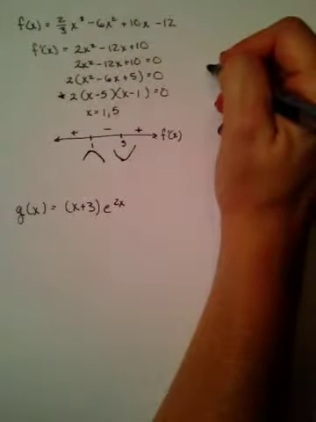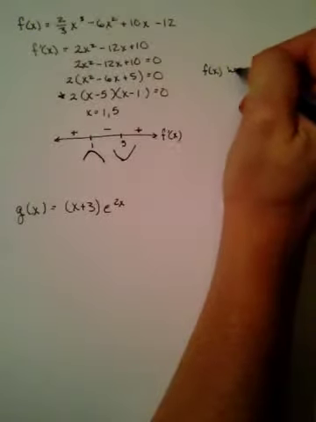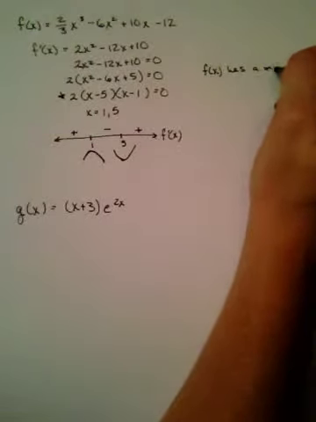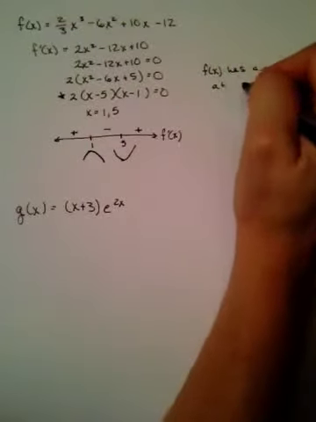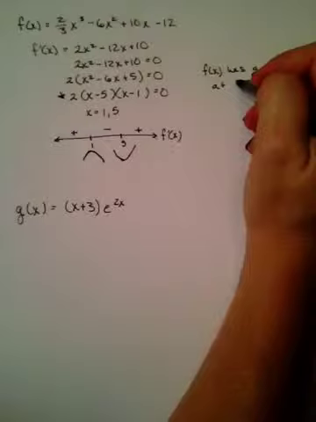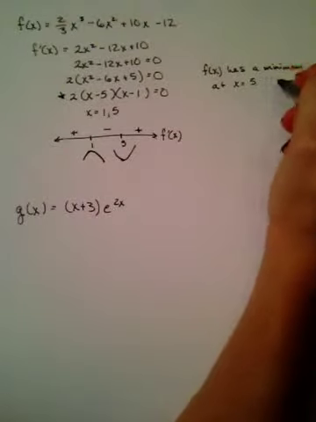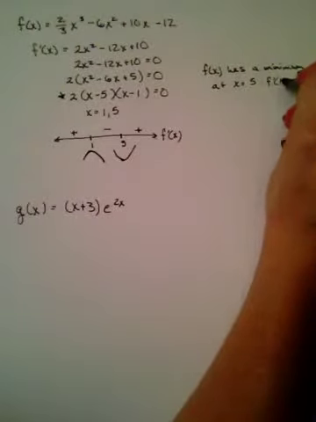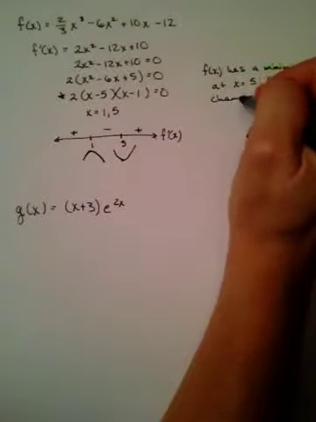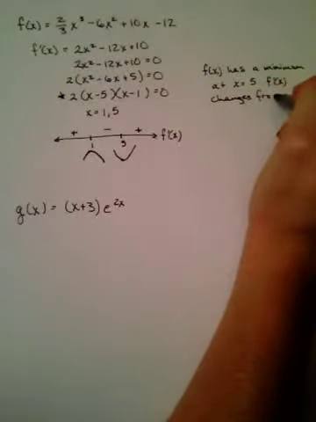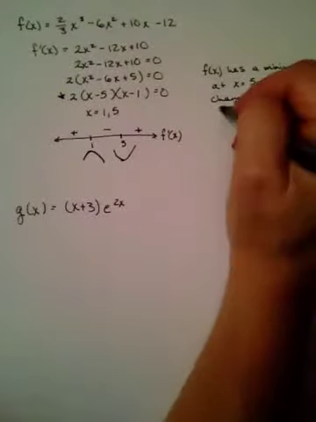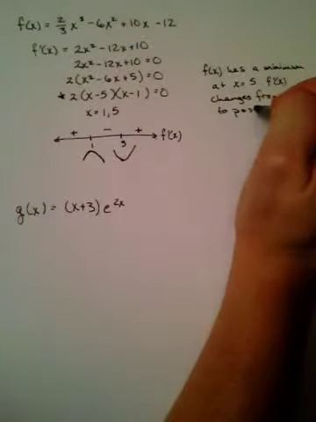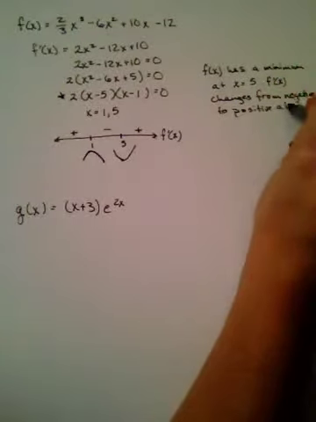So f of x has a minimum at x equals 5. And I know that because f prime of x changes from negative, or you could say less than 0, to positive at x equals 5.